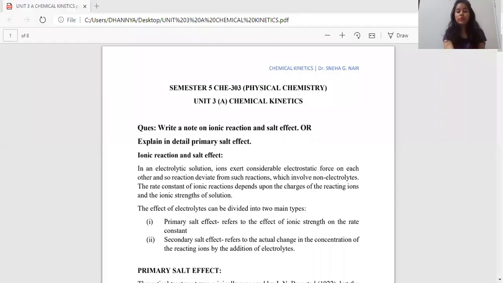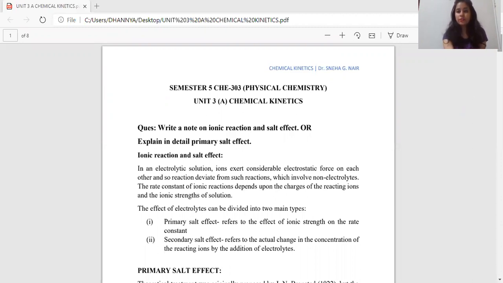Now before beginning, we have already discussed the thermodynamics portion. You already know that thermodynamics is generally used to indicate the feasibility of a reaction. But with the thermodynamic study, we were unable to understand in what duration of time the reaction would take place. So this problem was solved by a newer technique which is called chemical kinetics.